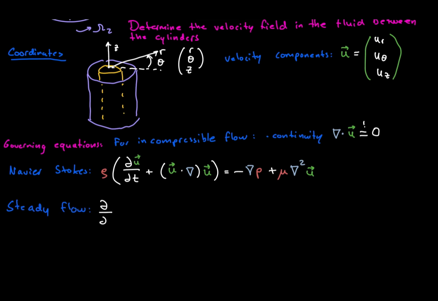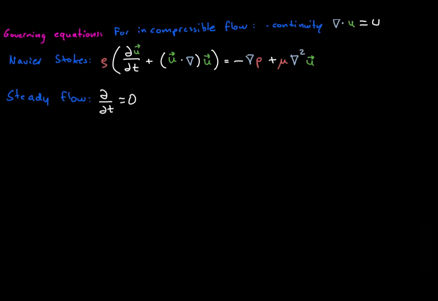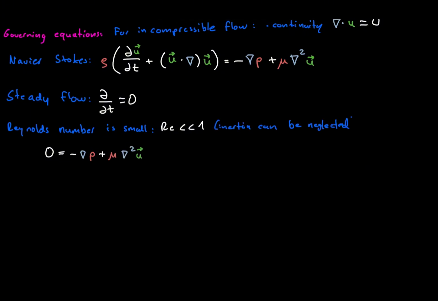First, the flow is steady, so all time derivatives vanish. Second, we assume creeping flow, meaning the Reynolds number is much smaller than 1. In this regime, viscous forces dominate inertia, so the inertial terms can be neglected. The Navier-Stokes equations therefore reduce to the Stokes equations.